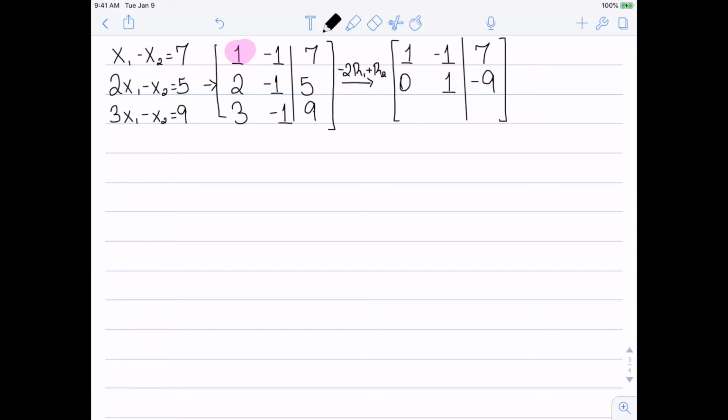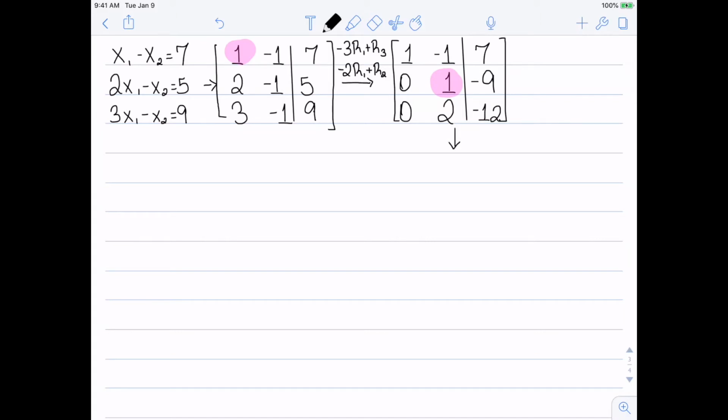So we now need to move to the third row. It currently has a 3, so we need to subtract 3. And we'll use negative 3 row 1 plus row 3. So negative 3 times 1 is negative 3, plus 3 is 0. Negative 3 times negative 1 is 3, minus 1 is 2. And then negative 3 times 7 is negative 21, plus 9 is negative 12. So now our first column is set. We need to get a 1 in the second row, second column, but that's already done for us, so we can start getting zeros above and below.